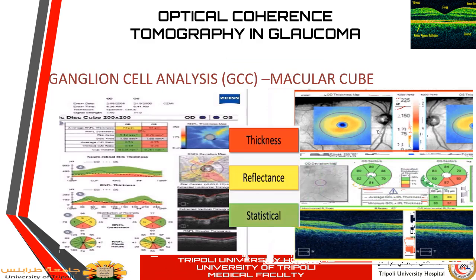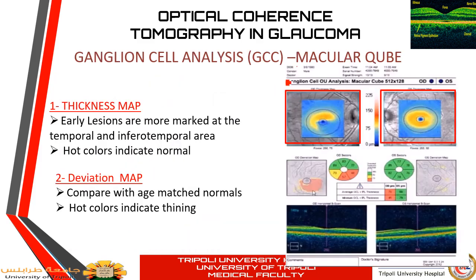Now we finish the optic nerve cube. The same thing we will repeat in the ganglion cell analysis. That's the macular cube. The same thing we will repeat: the reflectance map and the thickness map, the color code, and the statistical color code, the same thing, but now on the area of the macula. So in the macula, we have the thickness map and the deviation map.